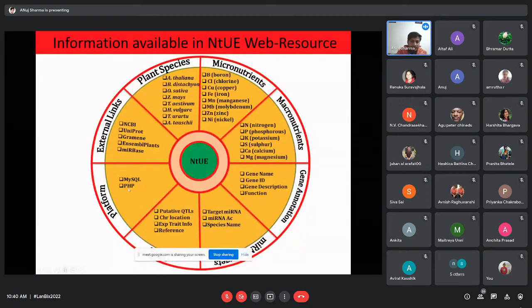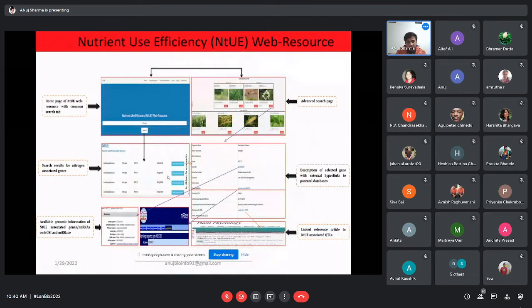The platform which we have utilized is MySQL and PHP. The home page facilitates the end user to access the data with the basic search as well as advanced search. In advanced search, the end user can define the particular plant in which he is interested, so he can access the data and search for results. Nitrogen associated gene is an example.